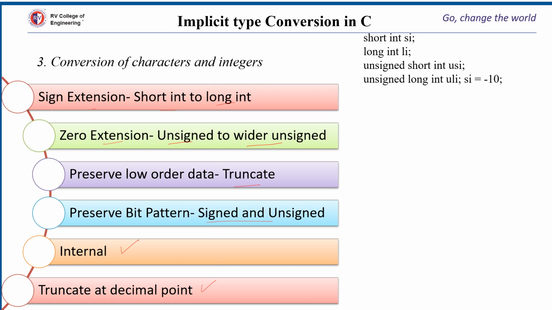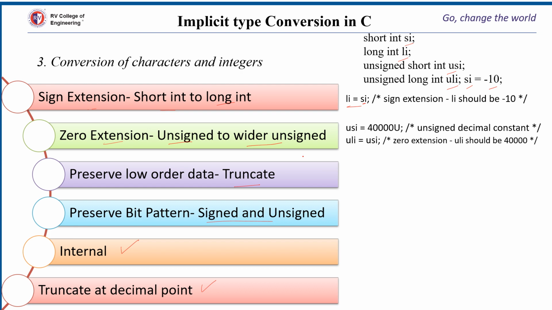We'll declare a few variables: short int si, long int li, unsigned int usi, unsigned long int uli, and si is assigned -10. We'll just have a look at the values, what will be the state here. When I assign a signed short int to a long int, there will be a sign extension.